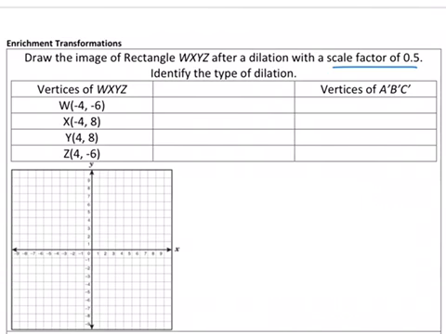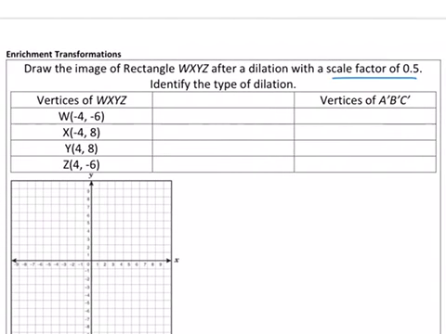Here's the deal. I think it's easier to deal with scale factor when you have a fraction. Hopefully you guys know your fractions because 0.5 is the same thing as 1/2. So our scale factor is 1/2. That's the number that we're multiplying all these other numbers by. So let's multiply all these other numbers by 1/2. I have -4 times 1/2, and I have -6 times 1/2. And that's going to give us what W prime is.